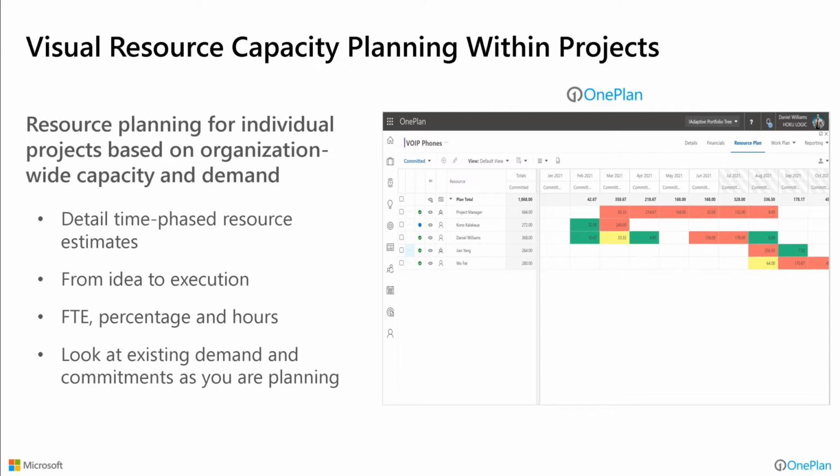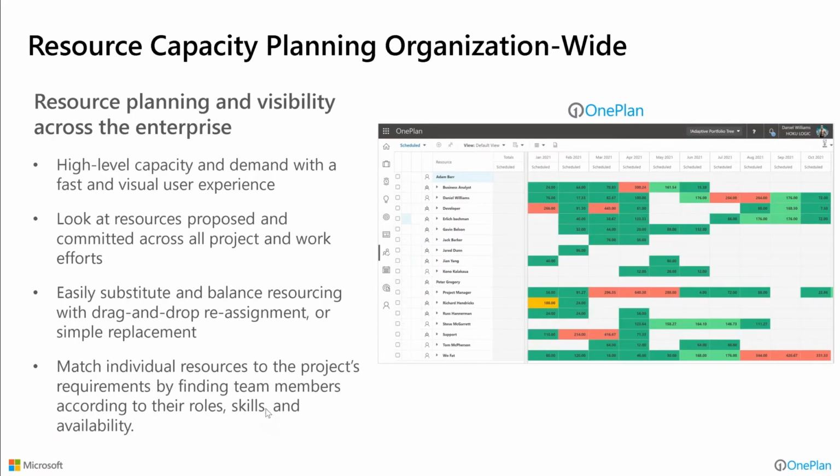Then, at a delivery level, you have the resource capacity planning within a project or an agile plan. And here we give you the ability to, at any stage of the project, be doing resource planning to understand whether it's generic or named resources that need to be assigned, and have the flexibility to look at the existing demand and work in progress to see whether you can actually assign folks or not to the new initiatives.